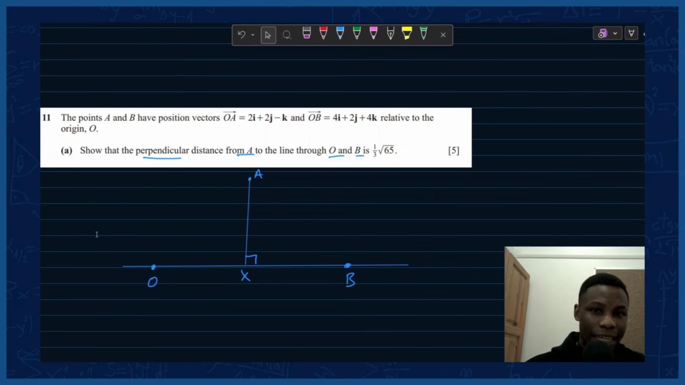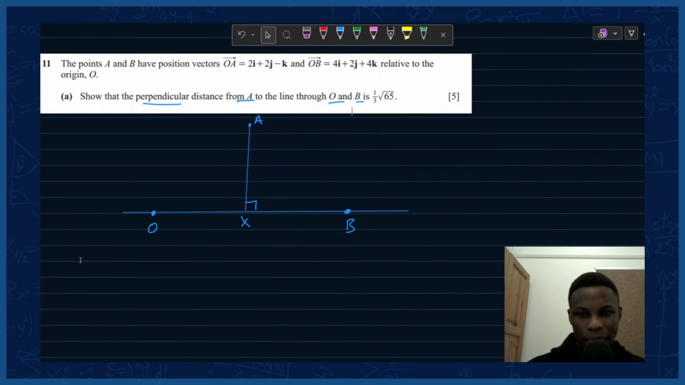Okay. So the key idea is that if you have perpendicular vectors, then the dot product of those vectors is equal to 0. So in our case, I know that AX is perpendicular to OB. So that tells me that AX dot OB is going to be equal to 0. We know what OB is. We've been given it in the question. AX, we don't know because we don't actually know the coordinates of X. But if you think about it, we've been told that this is a line going through O and B.